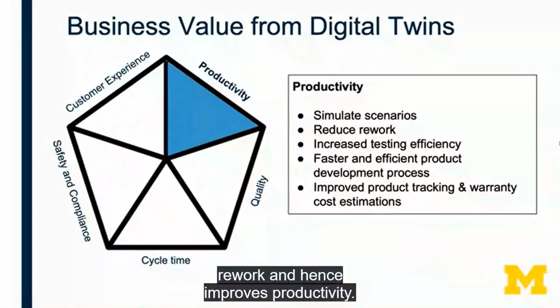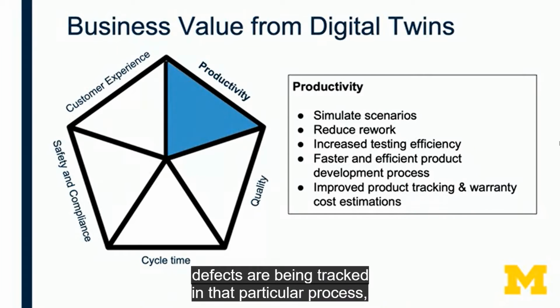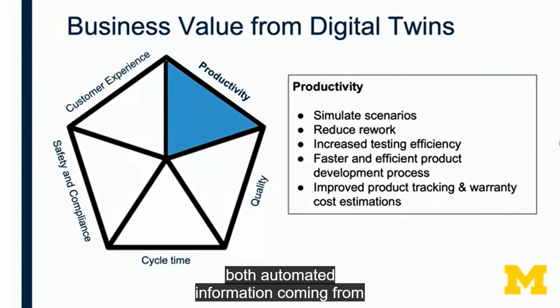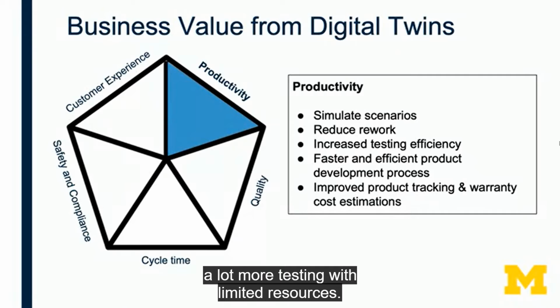And of course, in the case of process digital twin, it can also significantly improve testing efficiency. You can look at a particular testing process and see what kind of defects are being tracked in that process, and you can then proactively take actions to reduce that. You can also do the testing with both automated information coming from the process and also in the product. You could certainly do a lot more testing with the limited resources.